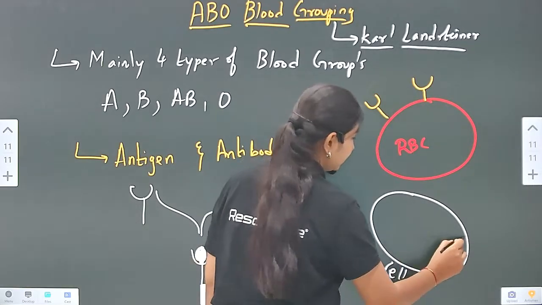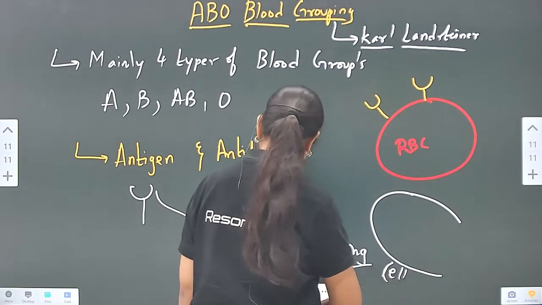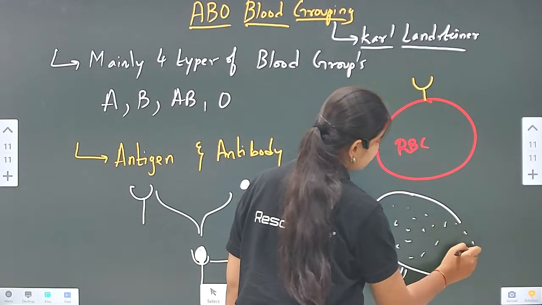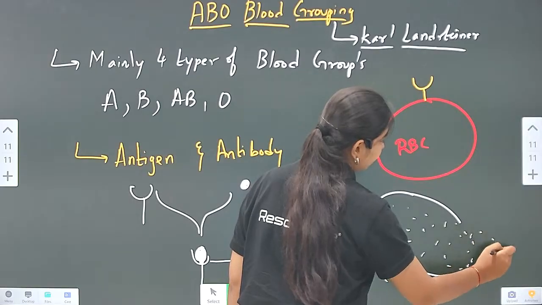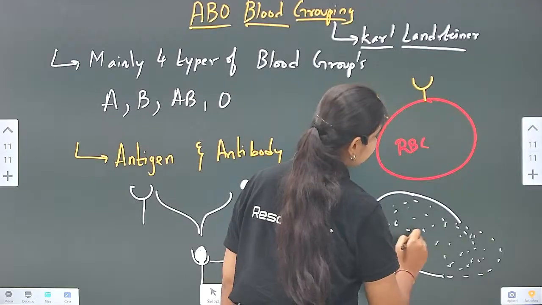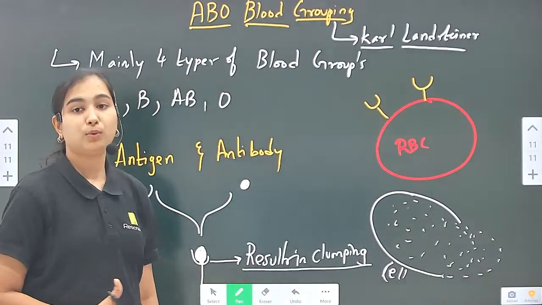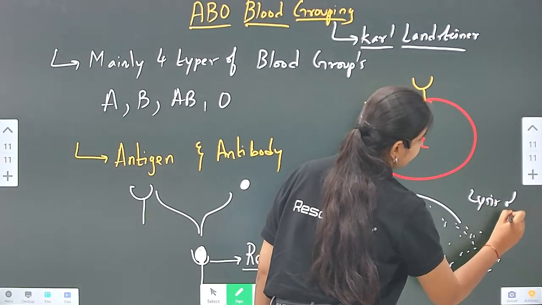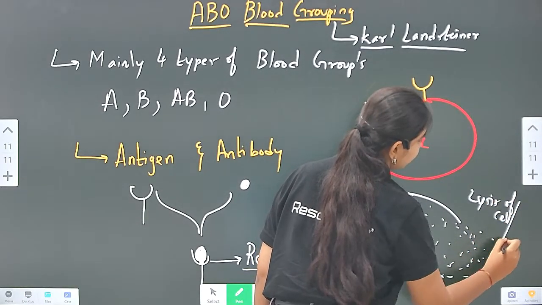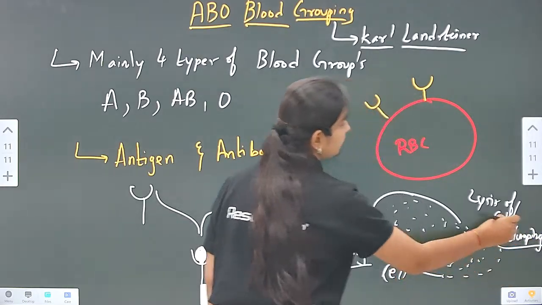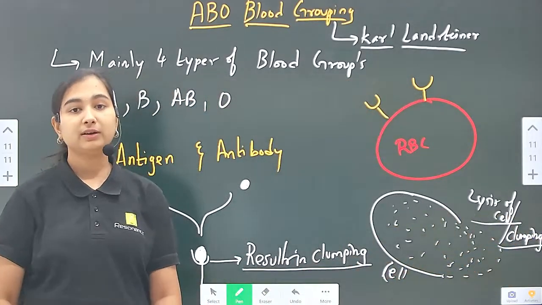Here the cell will be open, and all the cell organelles, the components of the cell, will be released out from the cell. This process is called the clumping, or you can say the lysis of the cell. So here this is the clumping.